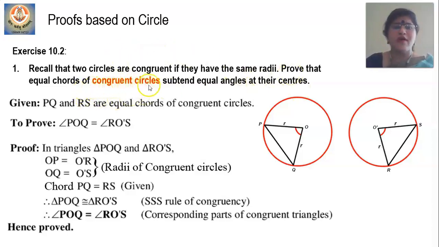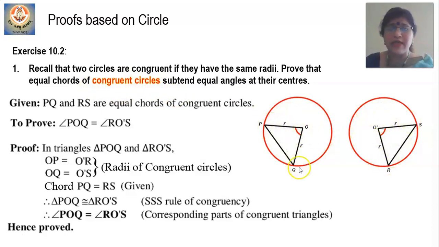Equal chords of congruent circles subtend equal angles at their center. Equal chords, that means it is mentioned that chord PQ and this chord SR, or RS, both of them are equal and they are chords of congruent circles. That means you have to draw two circles which are of the same radii.